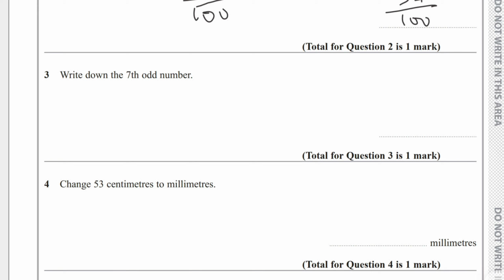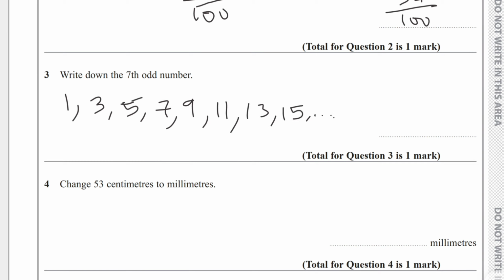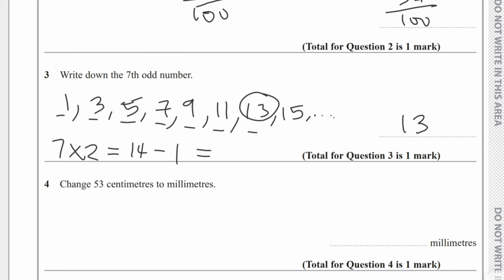Write down the 7th odd number. Odd numbers are numbers that are not divisible by 2, starting with 1, 3, 5, 7, 9, 11, 13, 15, and so on. So which one is the 7th odd number? 1, 2, 3, 4, 5, 6, 7. Done. But just to make it easier, the 7th odd number can simply be found by multiplying 7 times 2, which is equal to 14. So if 14 is the 7th even number, then the 7th odd number has to be 14 minus 1, which is 13.